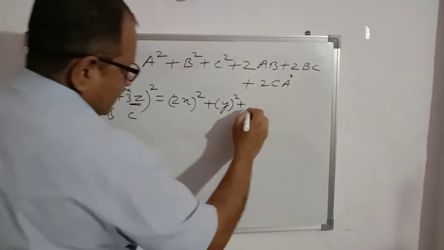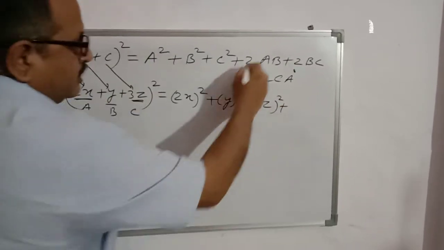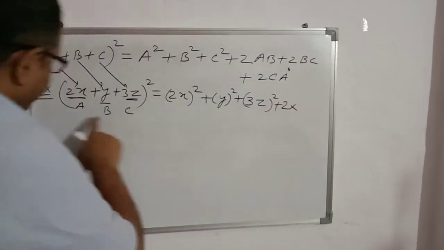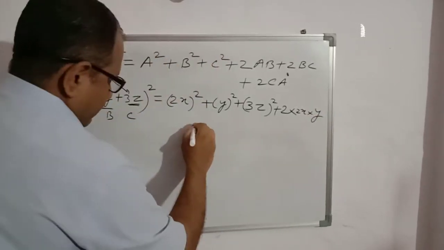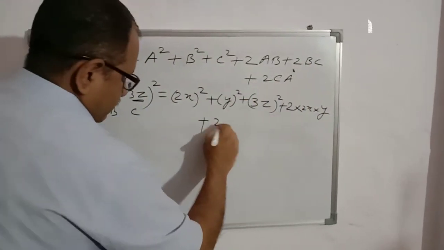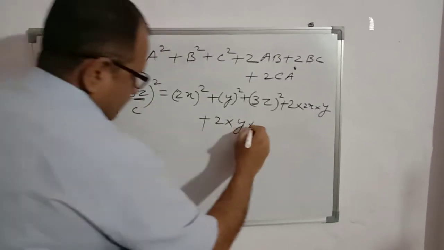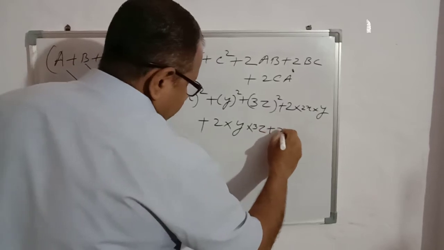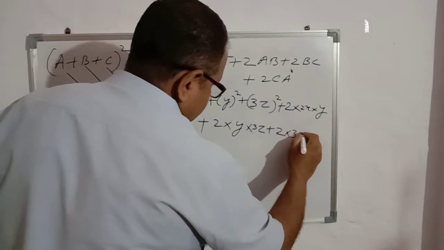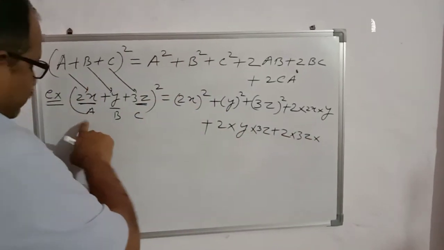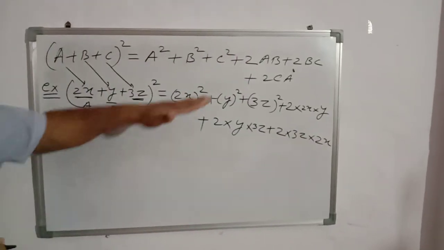plus c is 3z, (3z) whole square, plus 2ab, 2 into a is 2x, b is y, plus 2bc, 2 into b is y and c is 3z, plus 2ca, c is 3z and a is 2x. So the expansion is over. Now we will simplify it.